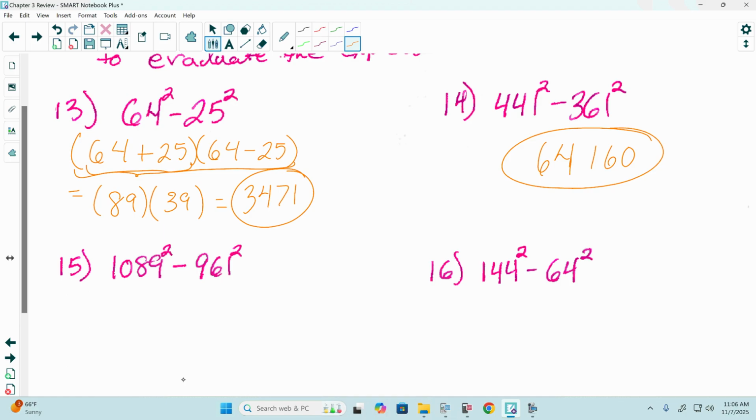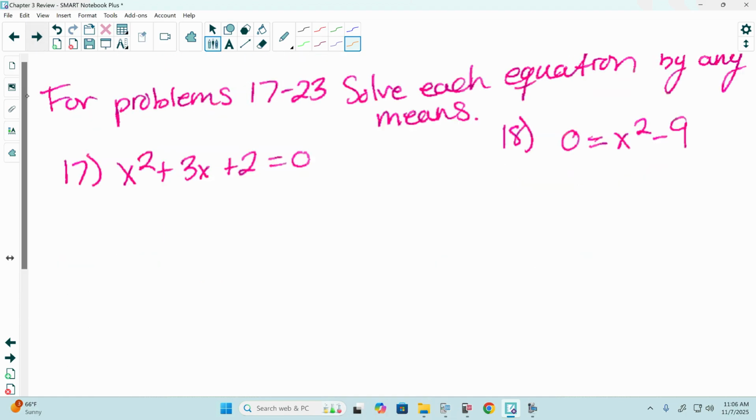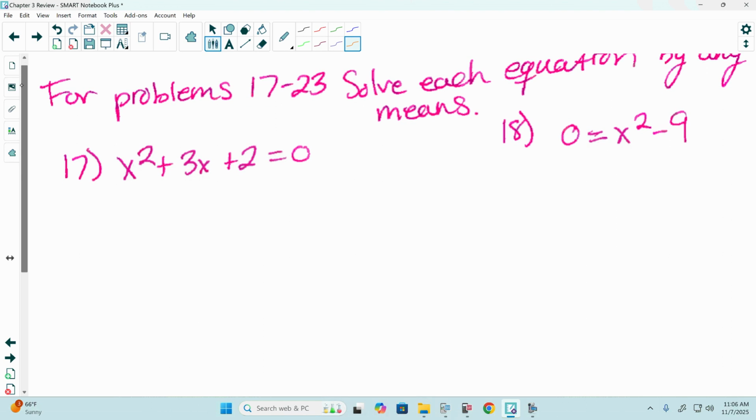Questions on 13 through 16? Solve the following equations by any method. Now, for the test, there's 4 types of solving quadratic equations that'll show up. They're going to ask you to solve by graphing, factoring, quadratic formula, and completing the square.